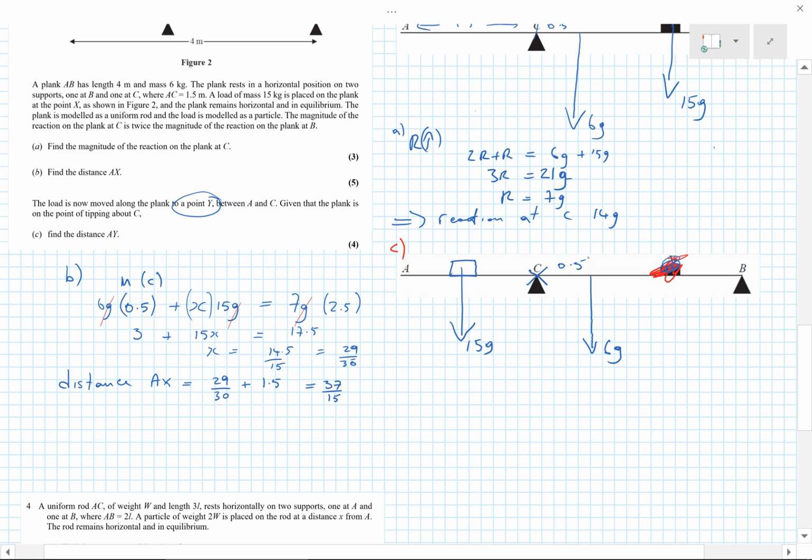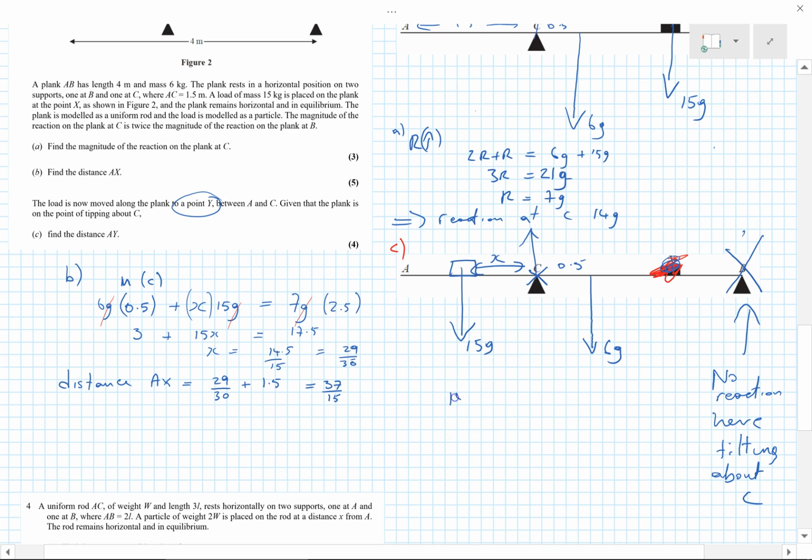Now the key to this situation here is, yes, there will still be a reaction force here, but no, there's no reaction here because it's tilted about C. So we can just take moments about C, so it's fairly easy, 3 marks. I'm going to mark this distance as x.